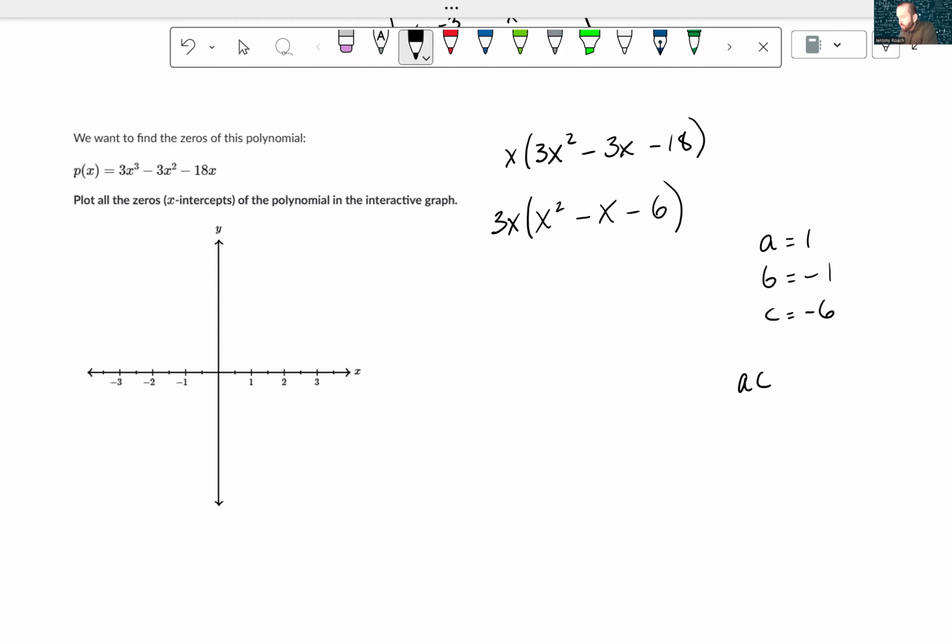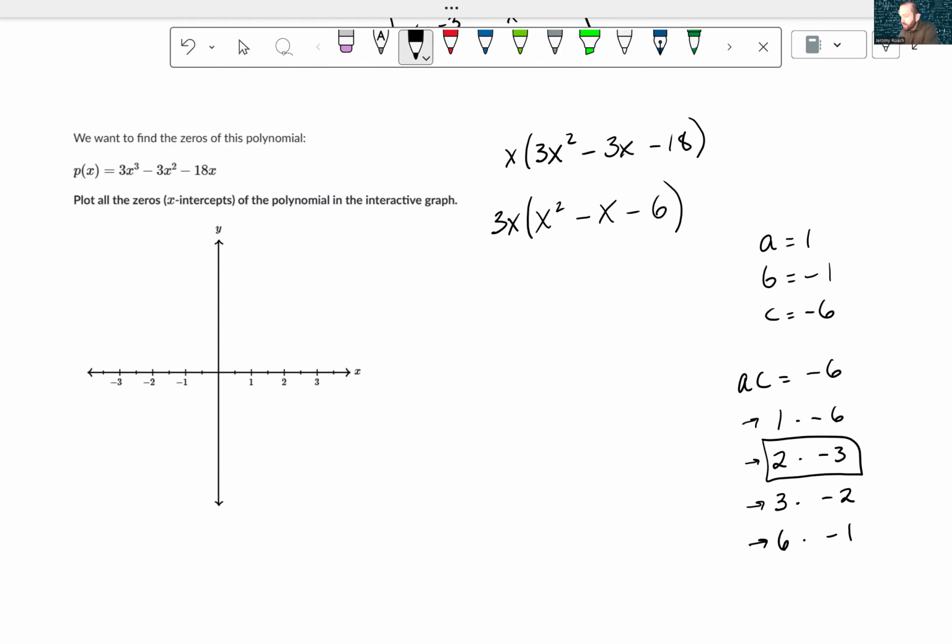So A times C is -6. And all the ways to get -6 would be 1 times -6, 2 times -3, 3 times -2, and 6 times -1. Now we've got to figure out if we added these together, which of these groups here, if we added them, would equal -1, or equal to what B is. So we're going to do that next. We're going to figure out which ones equal -1. Well, that's 2 and -3.